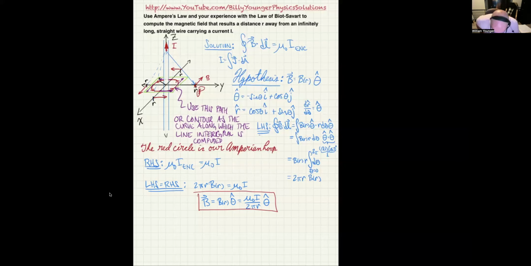Hopefully you now have some sense of exactly what Ampere's law is and how it can be used in this weird way, not unlike the weird way we use Gauss's law to extract the integrand from the left-hand side of the equation.